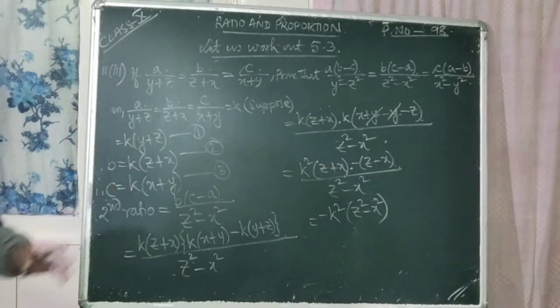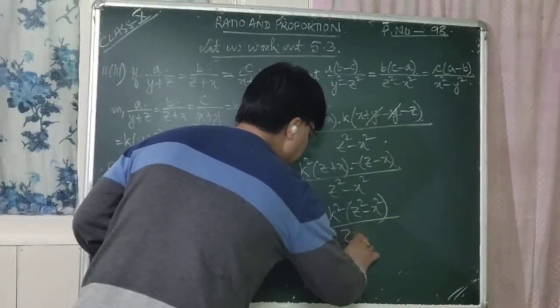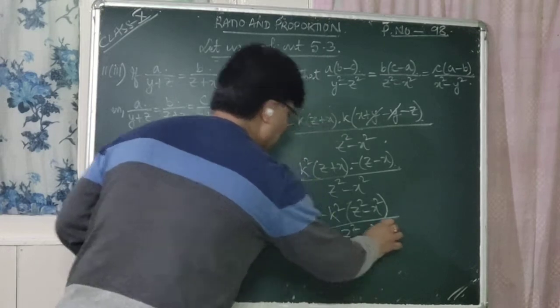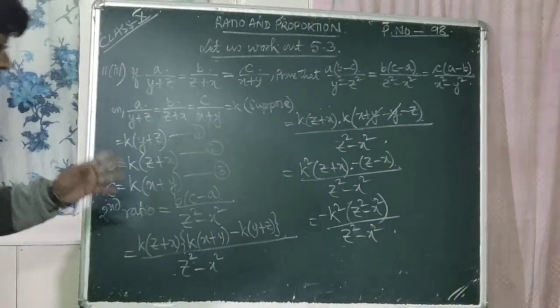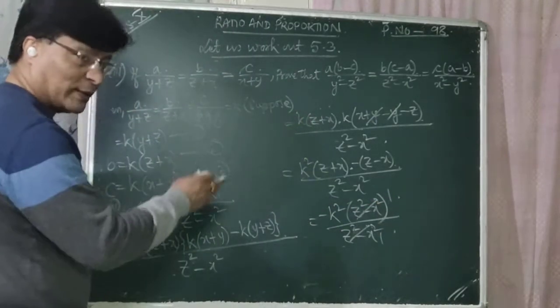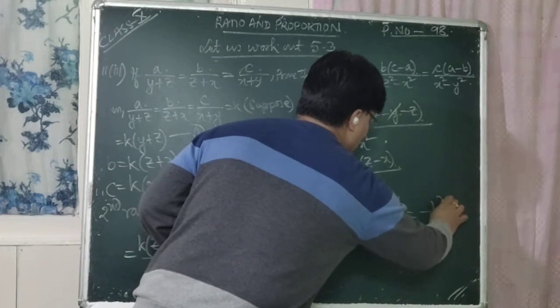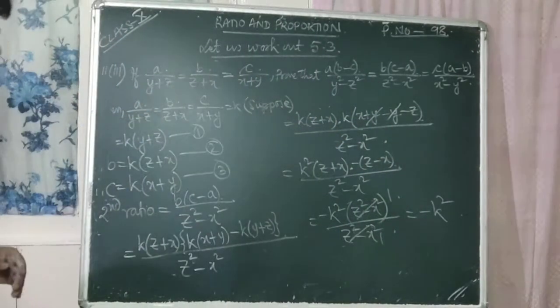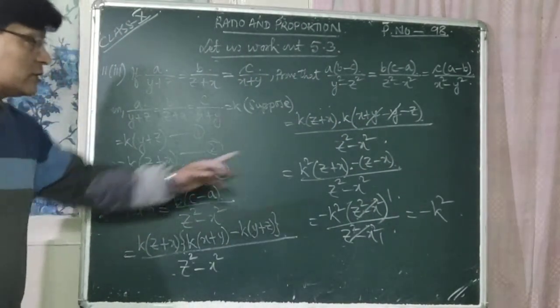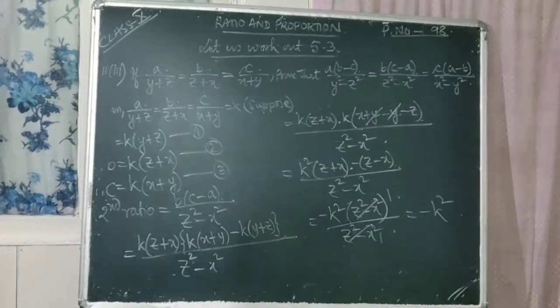A plus b into a minus b is equal to a square minus b square. Divided by z square minus x square. So here you can cancel it. It is 1 by 1, which is equal to 1. So this is also minus k square. That is, second ratio is also minus k square. Is that understood now?